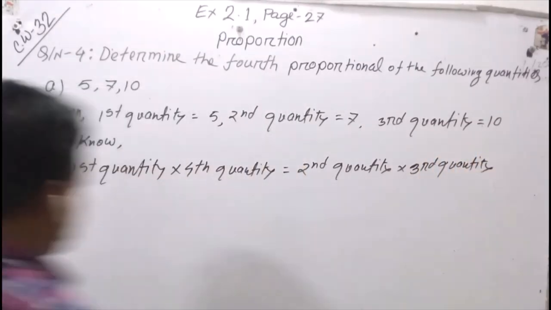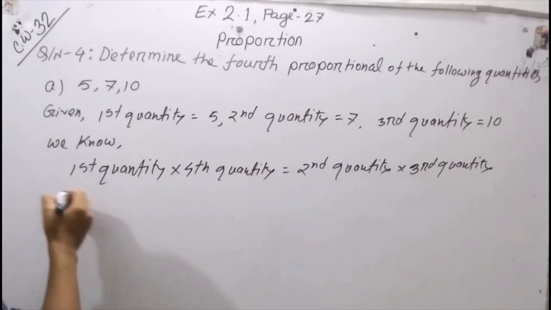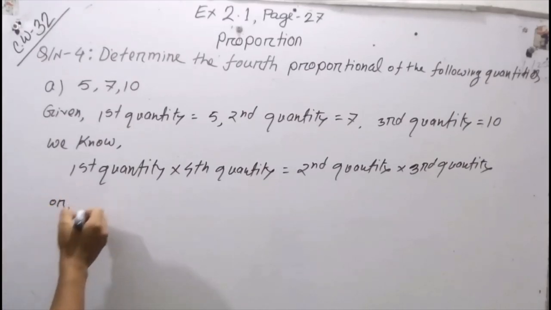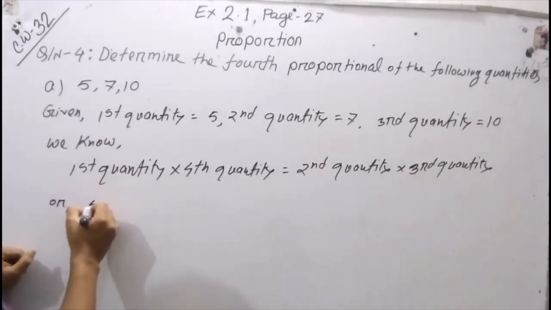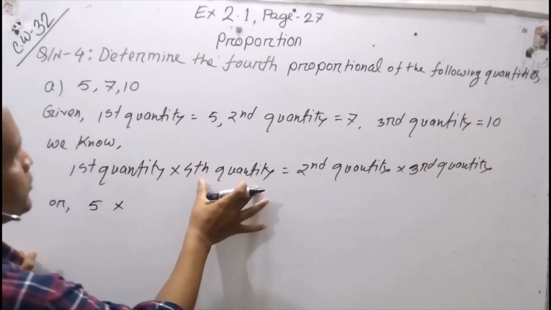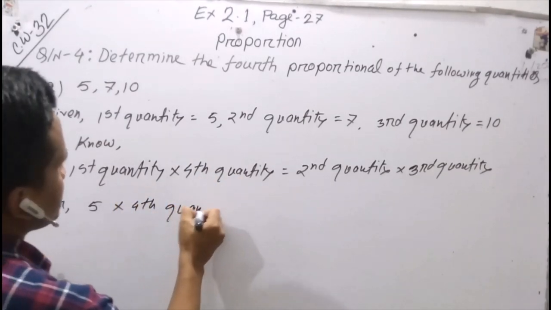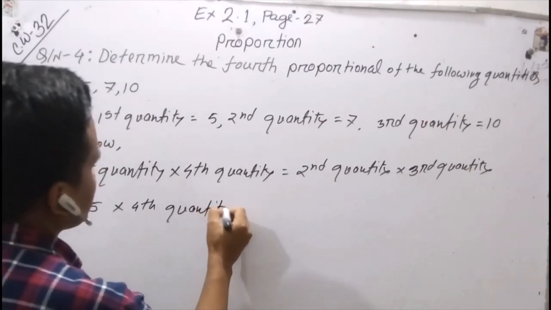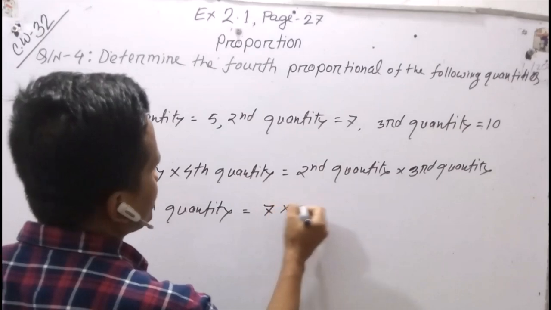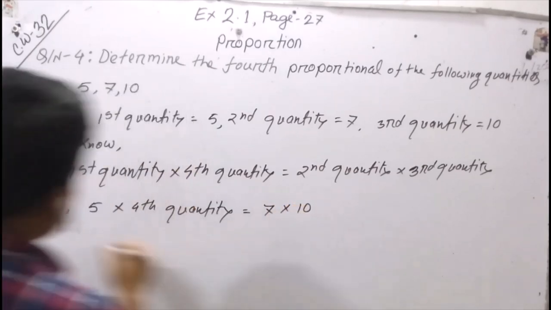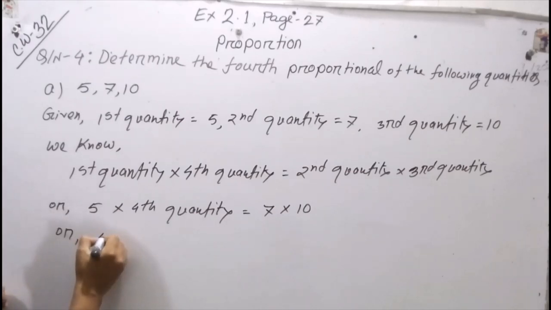So now place the values of the first, second and third quantities, so that we can get the fourth quantity here. The first quantity is 5, and the fourth quantity we have to find out, so write here fourth quantity. The second quantity here is 7 and the third quantity is given as 10.